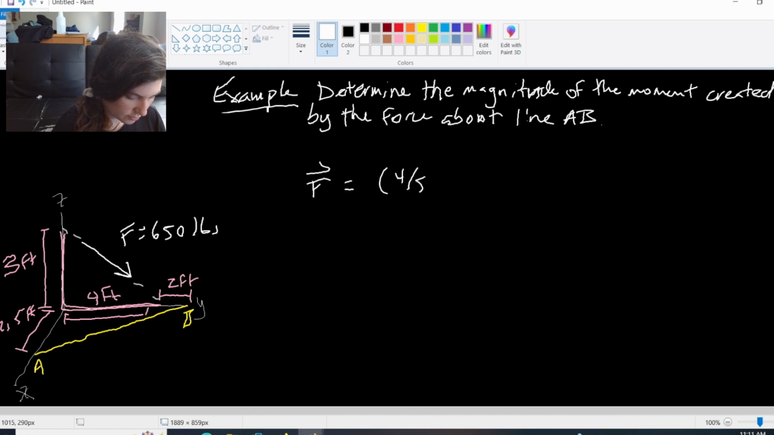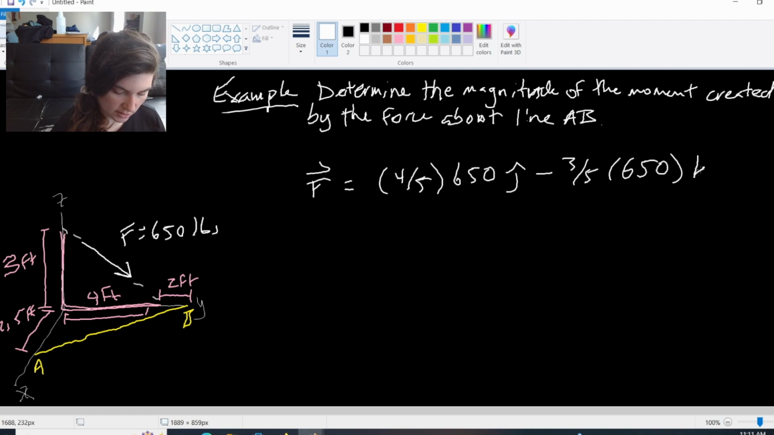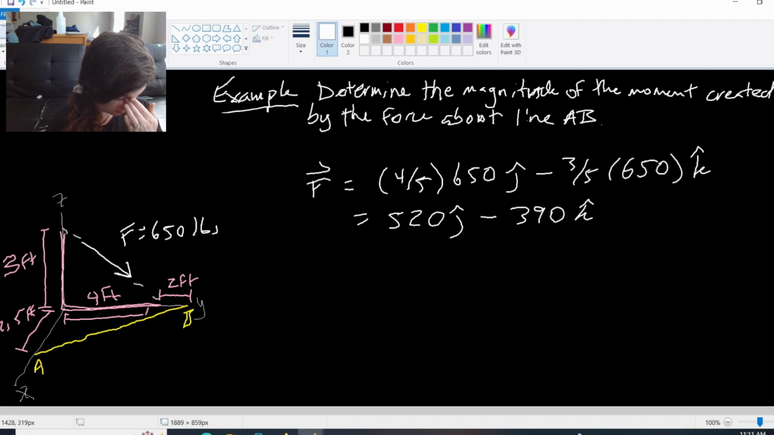So it's going to be this 4/5, right? 4 is the y component, 4/5 times 650 for the y component, j hat. And that is in the positive y direction. And then minus, since it's in the negative z direction, minus 3/5 times 650 in the k hat direction. So I can simplify this, right? I can just write our force vector simplified as 520 j hat minus 390 k hat. So 1 down, 2 to go.